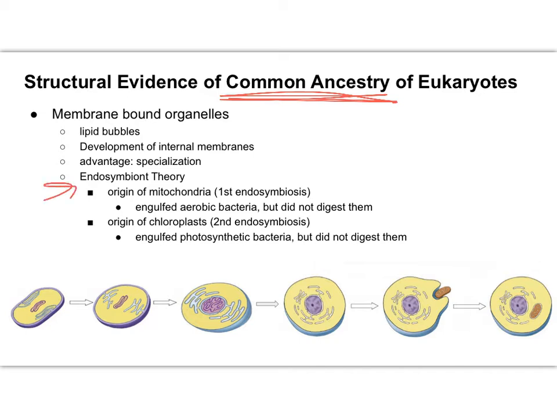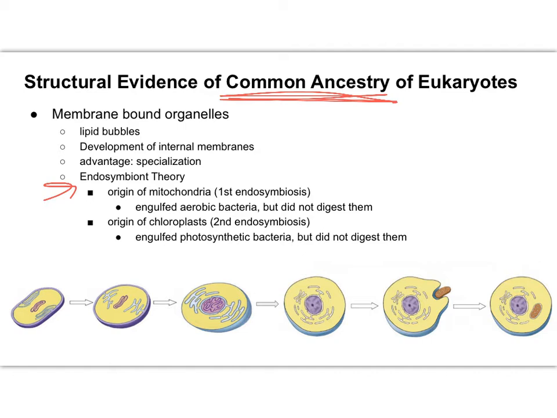If you remember from previous biology, we talked about endosymbiosis, and how a larger prokaryote engulfed a smaller prokaryote, and it didn't digest it, it didn't kill it, it ended up being a beneficial relationship for both of them. And so lipid bubbles are what originally started separating the inside from the outside.